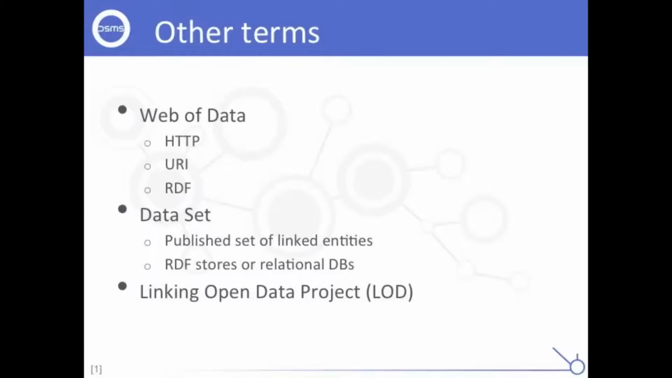We also have the Linking Open Data project, whose purpose is to incentivize the publishing of linked data to existing datasets, so that we can then interlink the published datasets. As of now, there exist more than 200 published datasets and 20 billion triples.